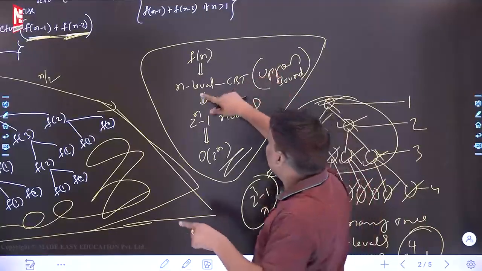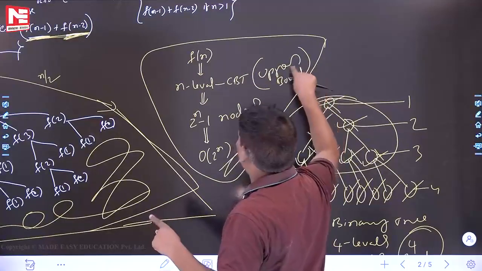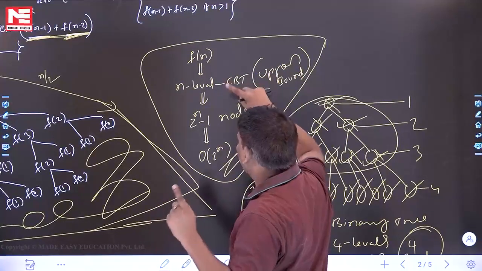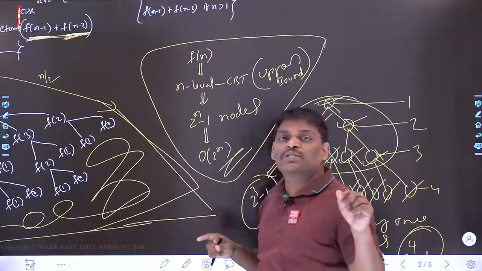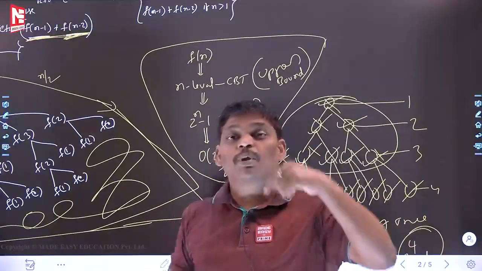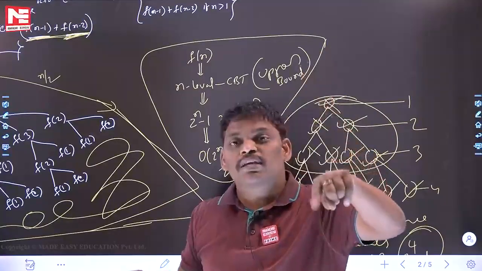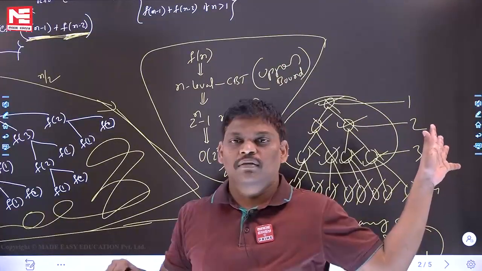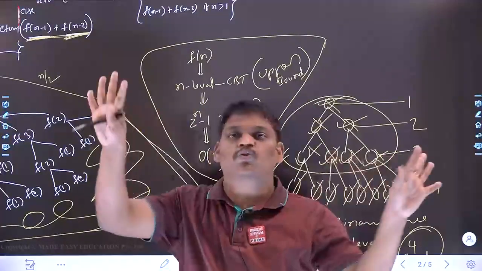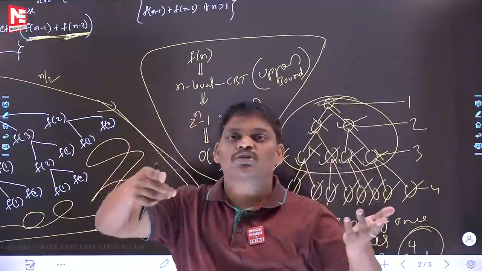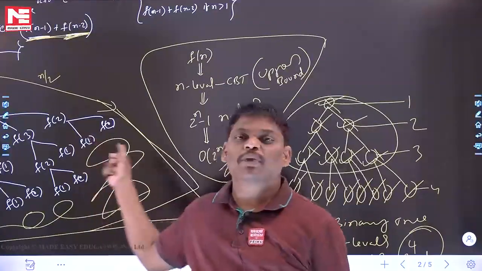Fibonacci of n generates an n-level complete binary tree, which is the upper bound. An n-level complete binary tree contains 2^n minus 1 nodes, which is nothing but order of 2^n. So what is the time complexity of Fibonacci of n? Upper bound 2^n, but the actual answer is less than 2^n. I don't know how much, but it is less than 2^n. Because I don't know the actual answer, I give an upper bound: Big O of 2^n.